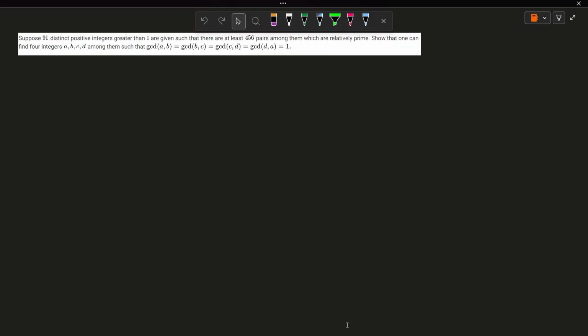Hello everyone. So this is the sixth problem from RMO 2019. This looks like a number theory problem, but it is actually more or less a combinatorics problem. So let me read the problem statement first.